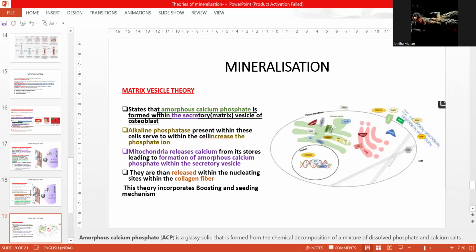Now, coming to the last theory, the matrix vesicle theory, it states that amorphous calcium phosphate is formed within the secretory matrix vesicle of osteoblasts. Alkaline phosphatase present within these cells helps to increase the phosphate ion concentration within the cell. Mitochondria release calcium from their stores, leading to the formation of amorphous calcium phosphate within the secretory vesicle. They are then released at the nucleating sites within the collagen fiber. So this theory incorporates both the boosting and the seeding mechanism.